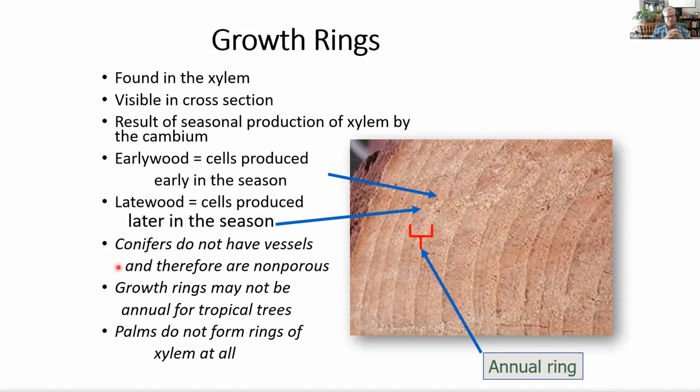Growth rings may not be annual for tropical trees. Again, remember I said it was based on seasonality. So the closer you get to the equator, the less seasonality appears and the less likely you are to see growth increments in a cross section. There are still constantly produced vascular tissues that show up on the xylem side in tropical trees, but you just don't see this start, stop, start, stop, start, stop like we do here in the diagram.